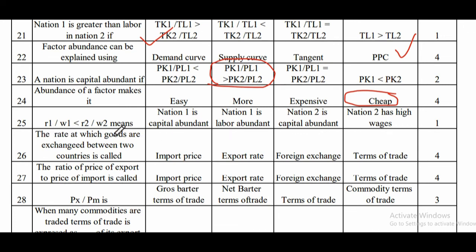Now please remember that whenever you are having an equation like this, that is R1 divided by W1 is lower as compared to R2 divided by W2, it means that nation 1 is having abundant capital. So that's why option number 1, that is nation 1 is capital abundant, is the appropriate answer.